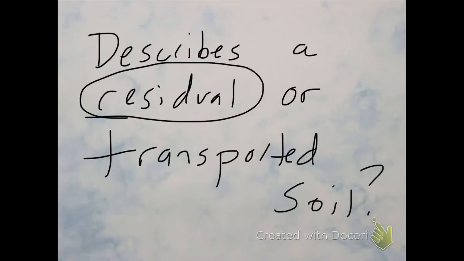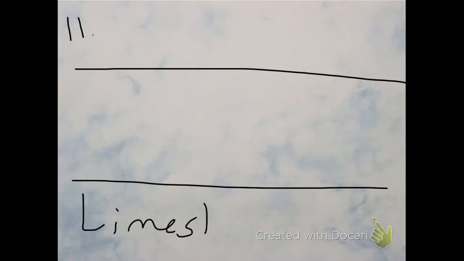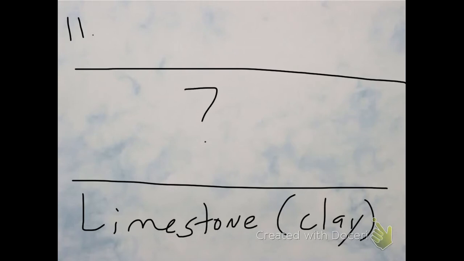And the answer is residual soil. Question number 11. We've got 3 more questions to go, and that's it. So limestone is down below your soil horizon layers, which is made of clay. So what is the likely material that the soil itself is going to be made of if this is a residual soil? And the obvious answer is it's also going to be made of clay because it was derived from the limestone. Here is 11A.